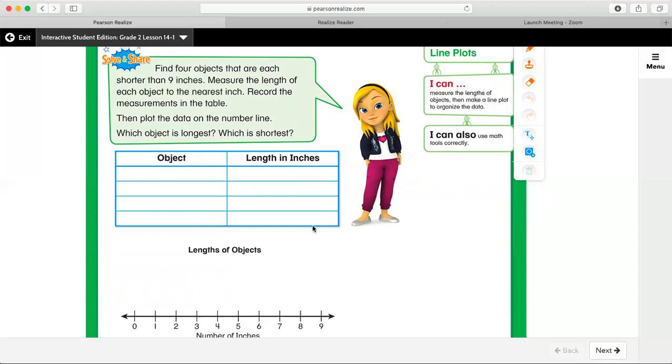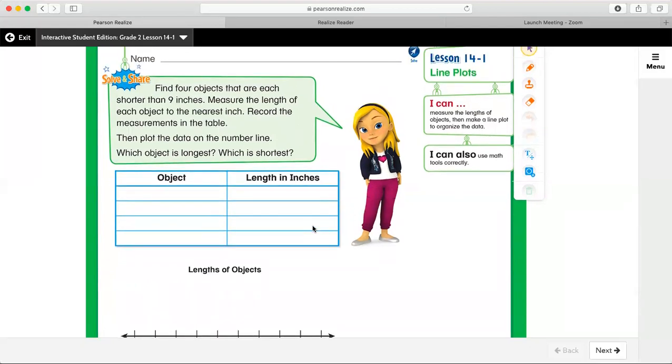So what I would like you to do right now is pause the video, take your ruler, go find 4 different objects around your house and measure them. If they are less than 9 inches, they are objects that you can use. So pause the video now to go and collect your 4 objects that are less than 9 inches.